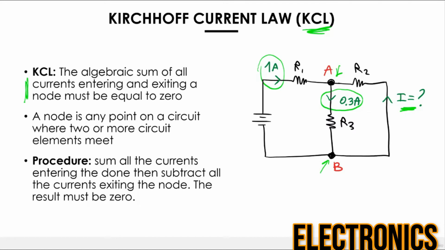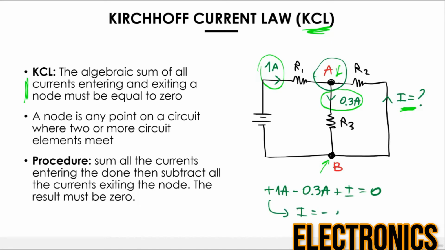Now, to calculate the missing current I, you just apply this simple rule. You take a certain node. You could take A or B. In this example, they are exactly the same. Let's take A. If we look at A, this 1 amp current is entering A, so we can write plus 1 amp. The 0.3 amp current is leaving the node, so we write minus 0.3 amp. And the current I that we're trying to find is entering the node, so it's plus I, all equal to 0. It's very simple to solve this equation.